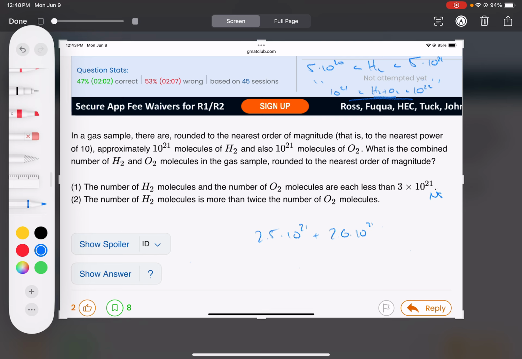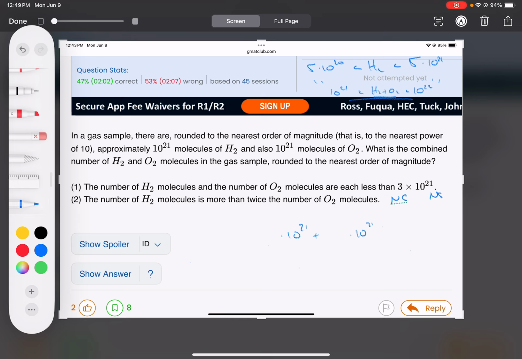Number 2, the number of H2 molecules is more than twice the number of O2 molecules. Well, clearly it could be, again, like 1 and 2.1, in which case these coefficients do not carry over to be more than 5 times 10 to the something. Or it could be, of course, 2 and 4.1, in which case they do carry over to be like 6.1 times 10 to the 22nd, which rounds up to 10 to the 22. So that's not sufficient, because these coefficients can add to be more than 5 or less than 5.